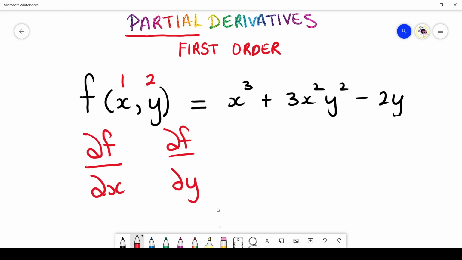Those are two of the first order types of partial derivatives that you can actually find when it comes to differentiating a function partially. So let me show you what it means to hold a variable constant and how we can differentiate a function with respect to only one variable. Alright, so the first thing I'm going to show you is how to differentiate this function f with respect to x.